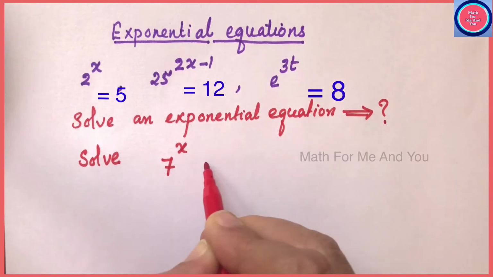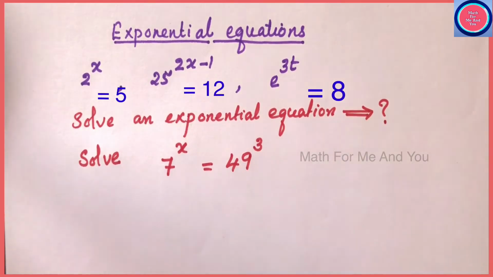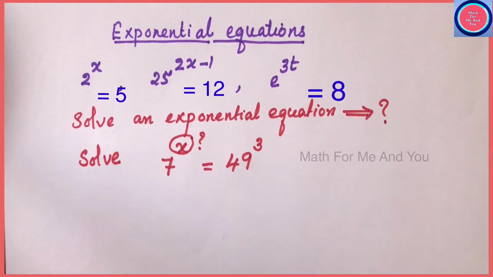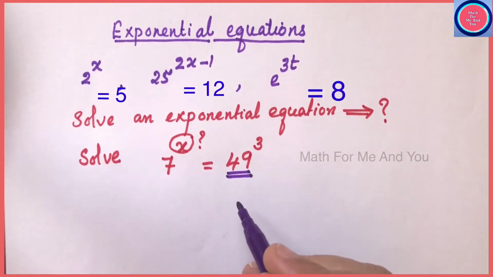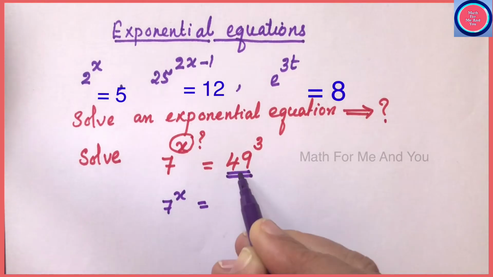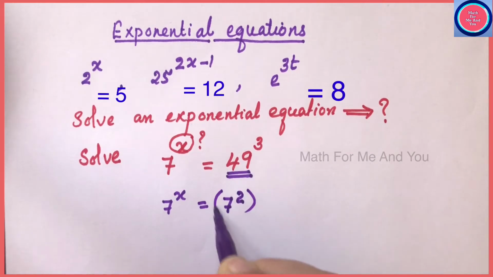If the question is solve 7 to the power x equals 49 to the power 3, we can see the left side with the base 7 and power x. We have to find the value of x, and the right side is the base 49. But 49 we can write in terms of 7 because 49 is 7 square. Left side of this equation we write the same, 7 to the power x, but the right side 49 we will change as 7 square and then give the power 3.